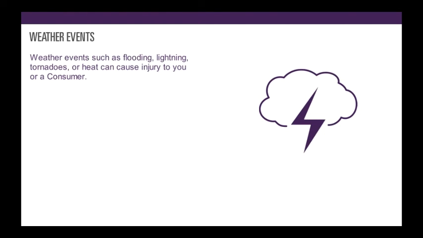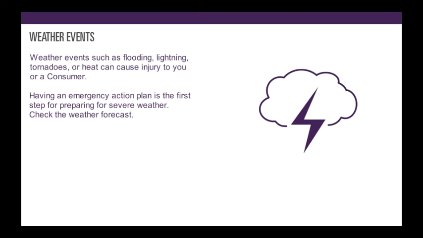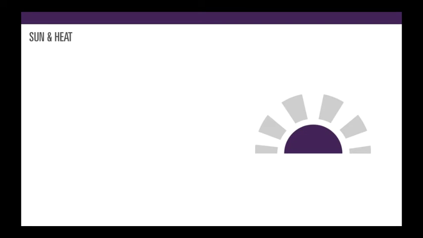Weather events such as flooding, lightning, tornadoes, or heat can cause injury to you or a consumer. While many weather events happen quickly, some can be prepared for. Having an emergency action plan is the first step for preparing for severe weather. If you know you and the consumer will be outside, make sure you check the weather forecast. Being outside in the sun and heat can cause sunburn, dehydration, or heat stroke.